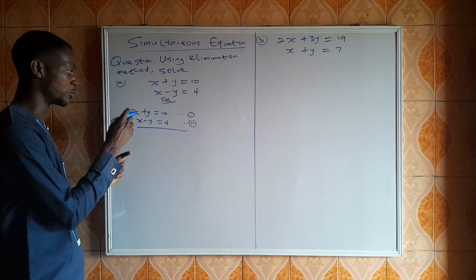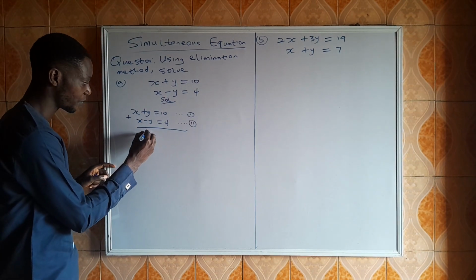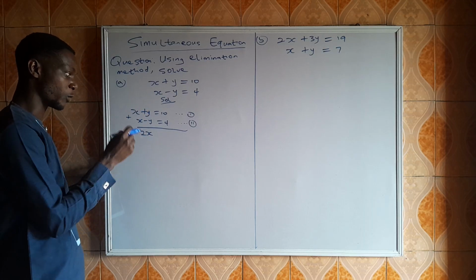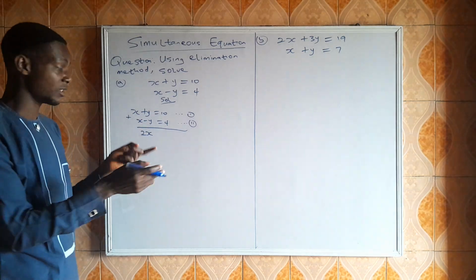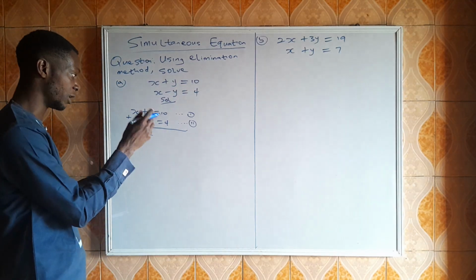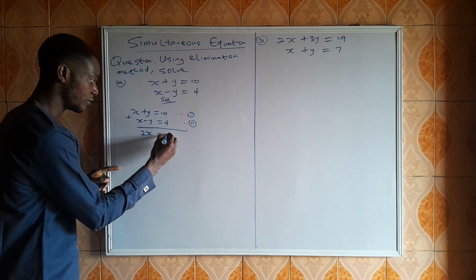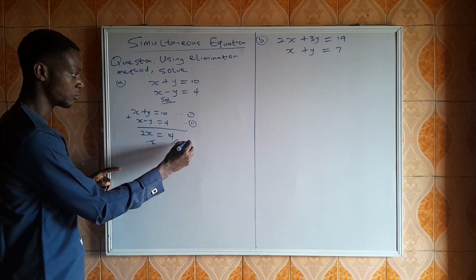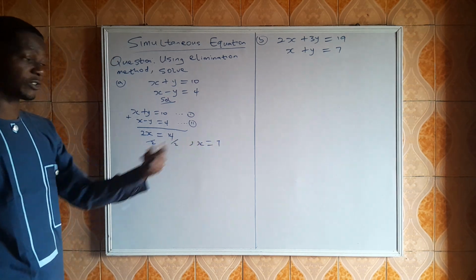If you add equation 1 and equation 2 together, x plus x will give you 2x, and y plus minus y, that is 0y. So we have no y, that means the y is gone. Then 10 plus 4 will give you 14. When you divide by 2, your x value will be equal to 7. So x equals 7.